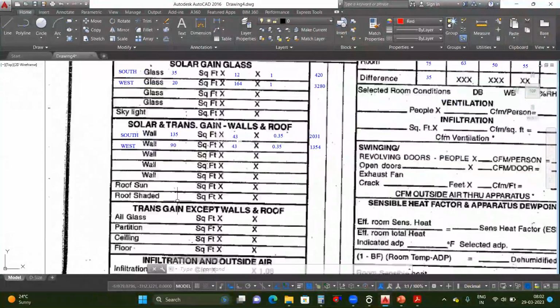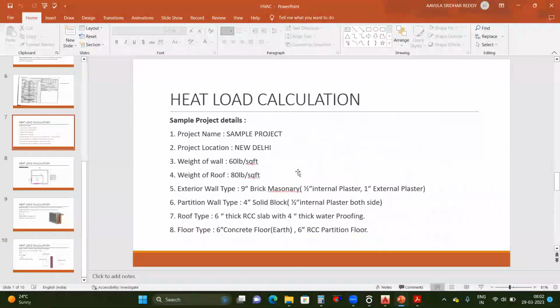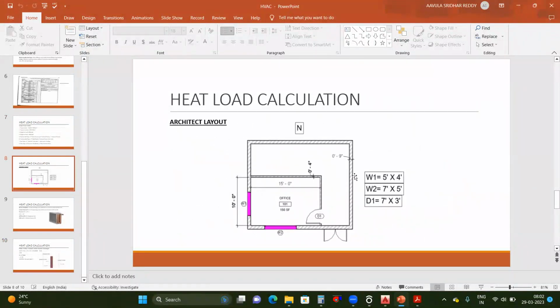Okay, so next one is roof sun, roof shaded. So we'll go to our drawing. So here, if our building roof is exposed to the sun, we need to take this value. Otherwise, we don't need to take this value. So for example, I will show one example here.